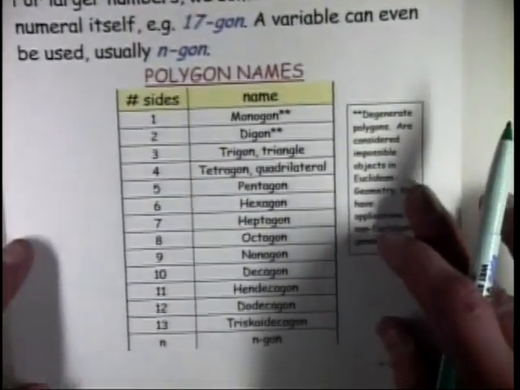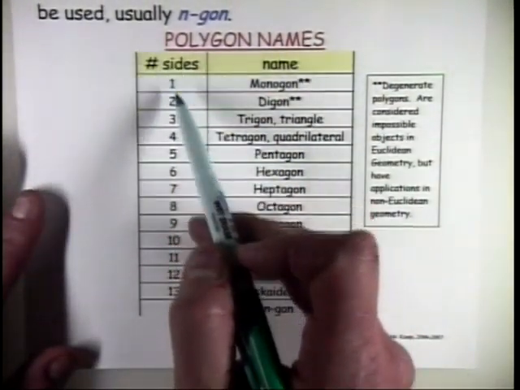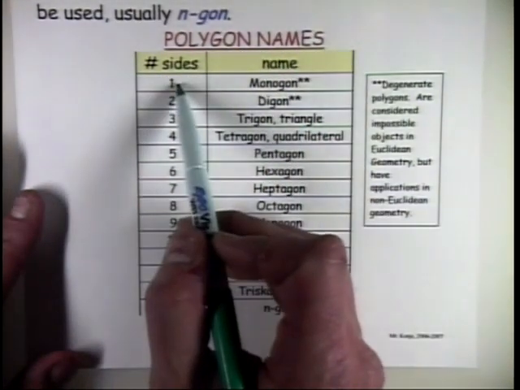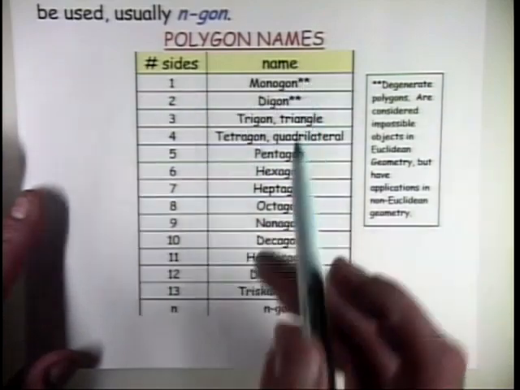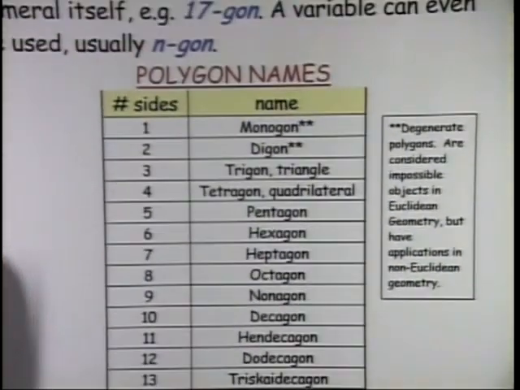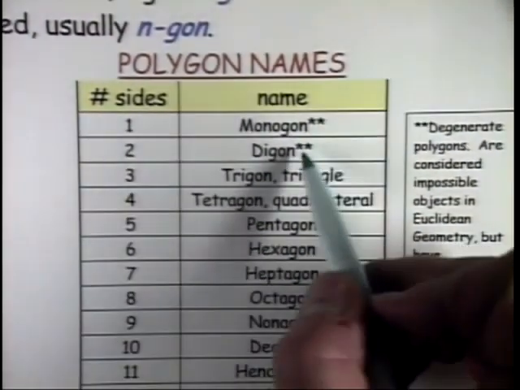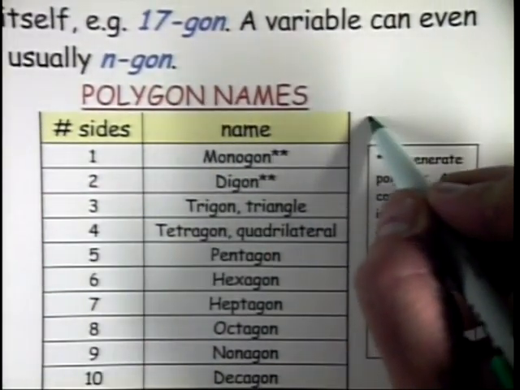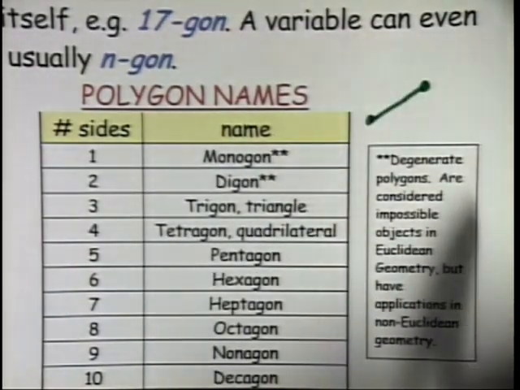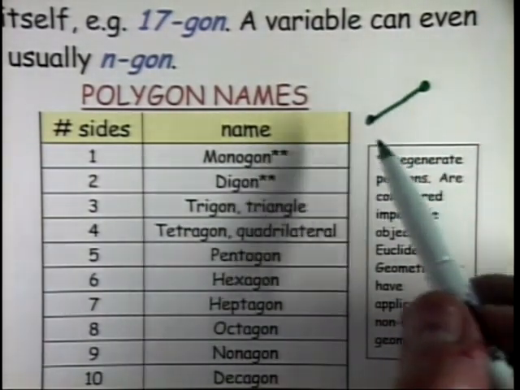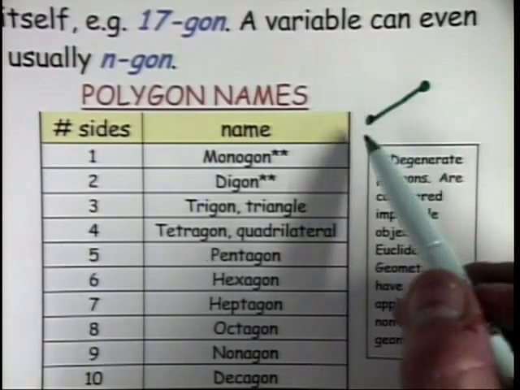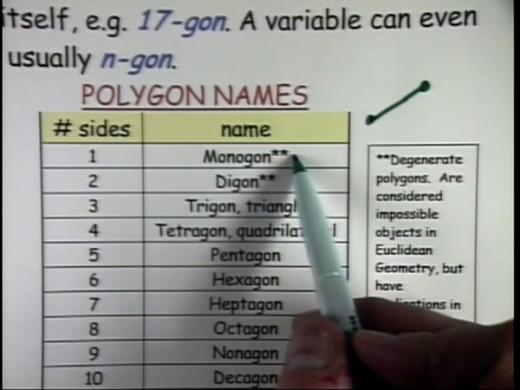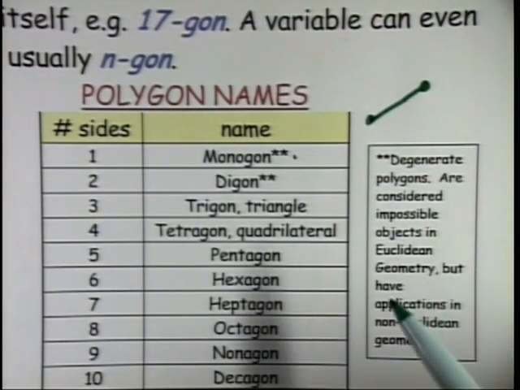Now, here's some names, okay? We've got a table here, the number of sides in our polygon, and the names of the polygon. If it has one side, we call it a monogon, and I put some asterisks here. A two-sided polygon, we call a digon. Now, let's see what these asterisks are. If we try to draw a one-sided polygon, it would look like that. That is not closed. It's a line segment. You could think of it as the other 2 line segments being on top, but remember, they can't be collinear. So this is considered an impossible object in Euclidean or planar geometry.